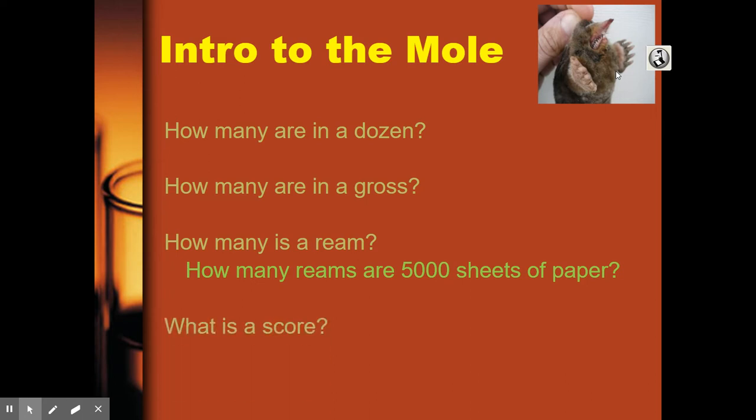A score is a really old school thing. They would make a tick mark to count. A score represents 20. If you've heard the phrase "four score and seven years ago" in the Gettysburg Address, that's 87 years ago. So those are all words that represent numbers. A couple means 2. There are lots of other ones. Those are just the ones I'd like to talk about.